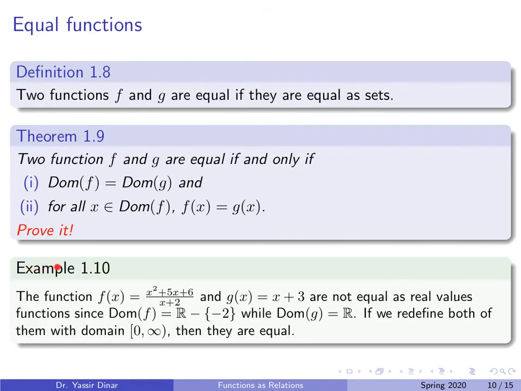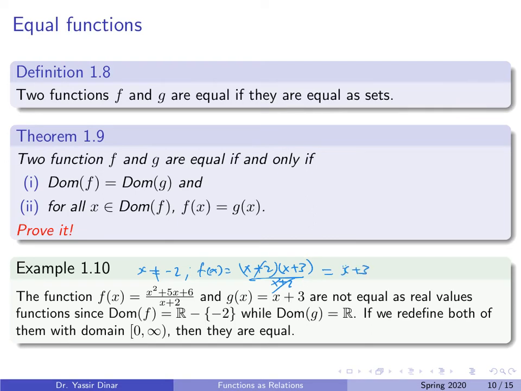Now we take an example. I define two functions here. The function f of x is defined as a rational function equal to x squared plus 5x plus 6 over x plus 2. And the function g of x is equal to x plus 3. We know that when x doesn't equal minus 2, this function f of x is equal to x plus 2 multiplied with x plus 3 over x plus 2, and so I can cancel, which gives me x plus 3.